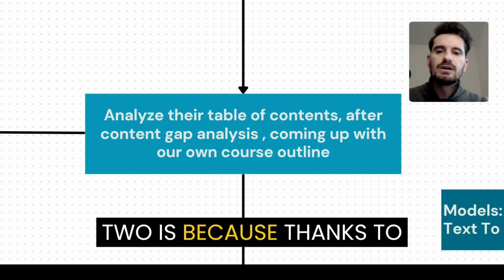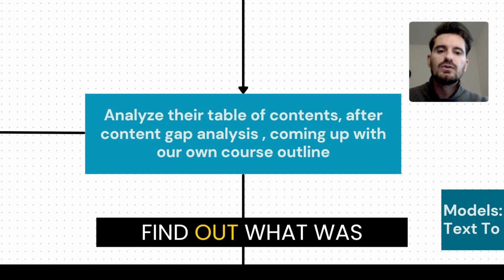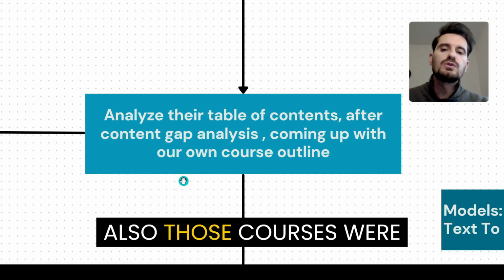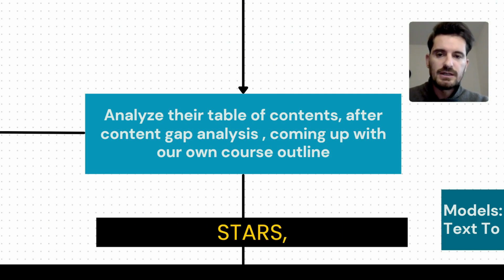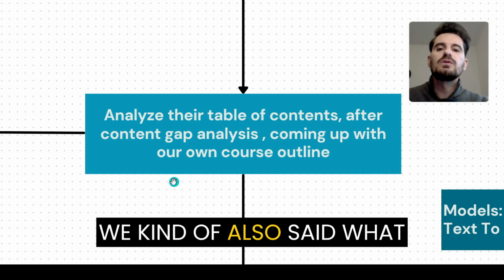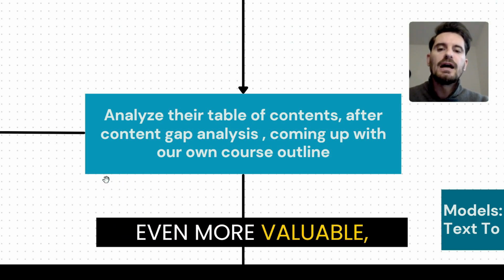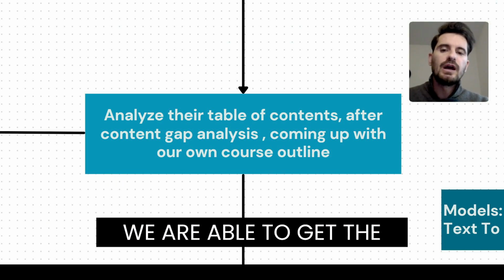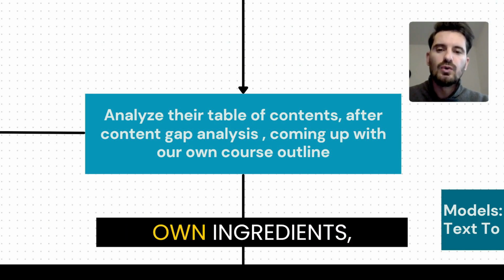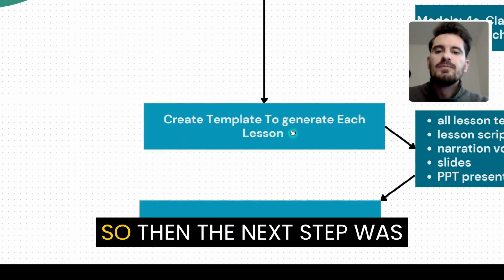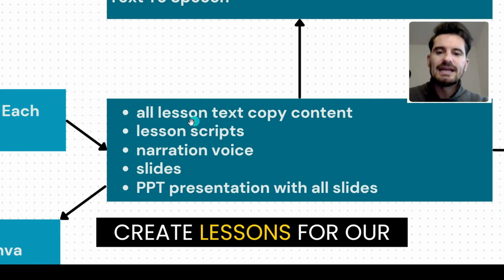And 2 is because thanks to the content gap analysis, we were able to find out what was missing. Although those courses were doing very well, students were reviewing them with 5 stars, etc., we also said, what can we add more to this? How can we make them even more valuable, right? So that's what we did. We are able to get the best topics out there and also add to the mix our own special ingredients, right?